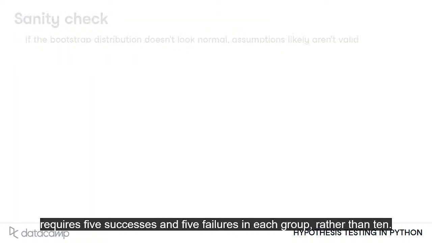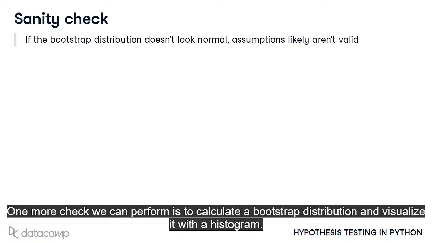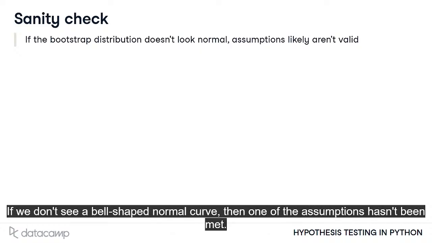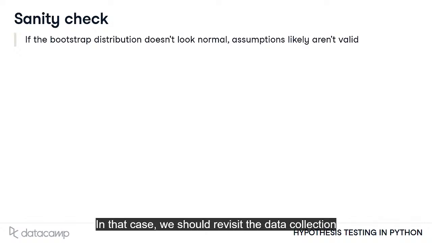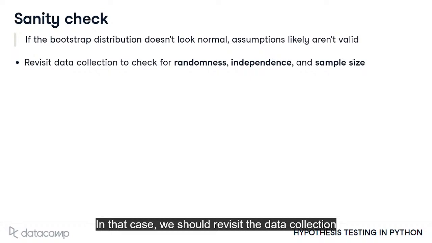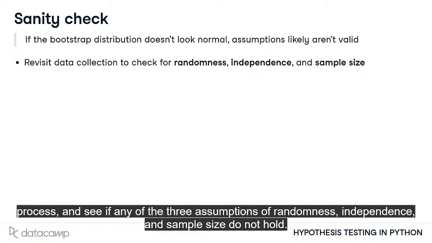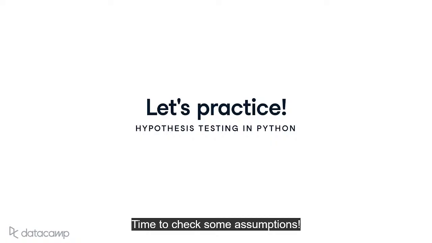One more check we can perform is to calculate a bootstrap distribution and visualize it with a histogram. If we don't see a bell-shaped normal curve, then one of the assumptions hasn't been met. In that case, we should revisit the data collection process and see if any of the 3 assumptions of randomness, independence, and sample size do not hold. Time to check some assumptions.